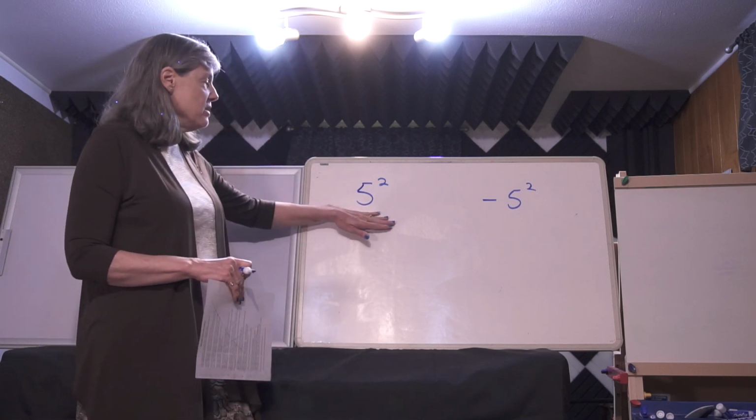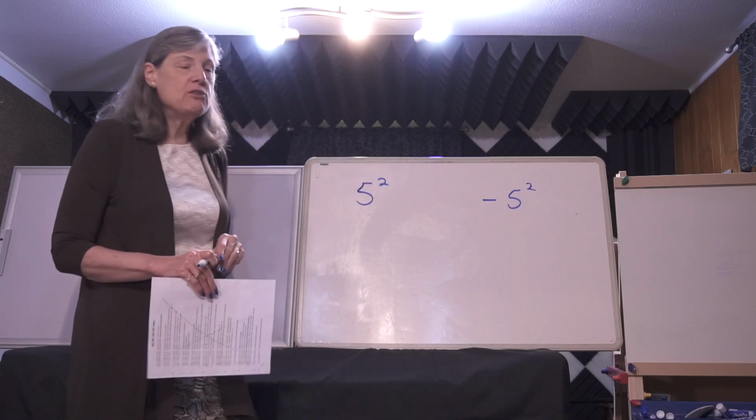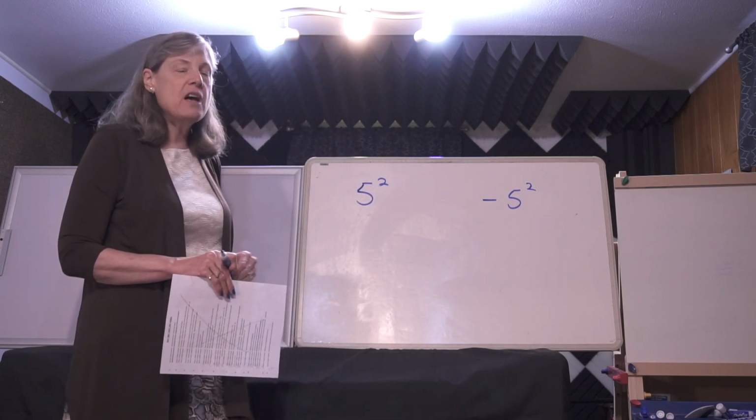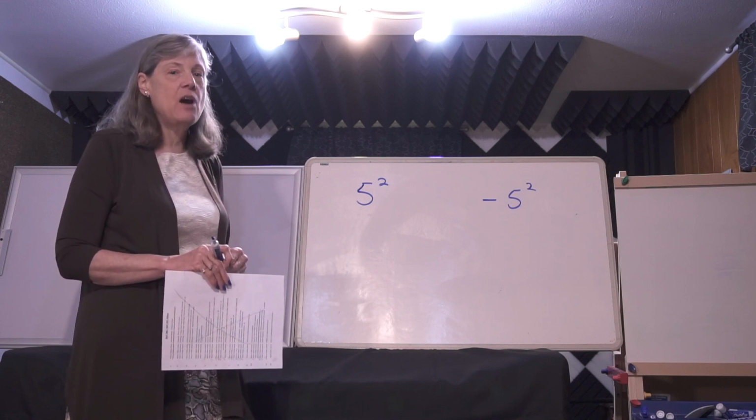So, take a look at this. We have 5 squared, and over here we have negative 5 squared. So now turn off the video. You decide what the answer is to each of these. Write them down and then come back and let's see how well you did.